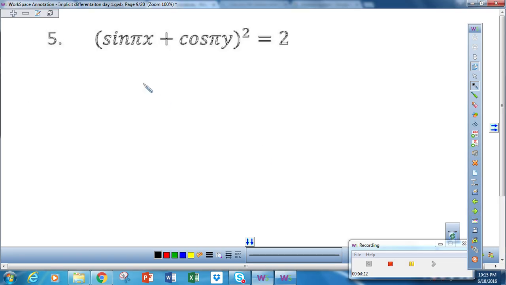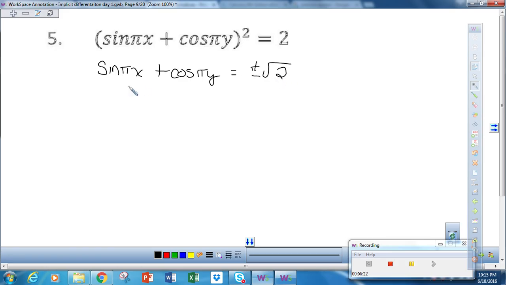Okay, most of the time my students do this, they try to use chain rule on that, and you can use chain rule on it, but let's just do something a little easier, and let's just take the square root of both sides. So we get sine pi x plus cosine pi y is equal to plus or minus radical 2. And it doesn't matter that that's plus or minus, because when we take the derivative, it's still 0.